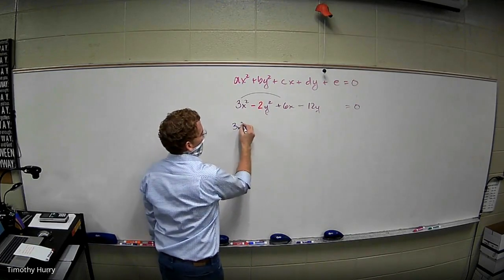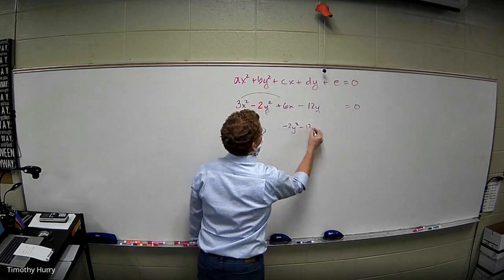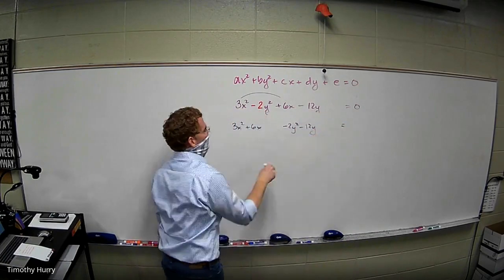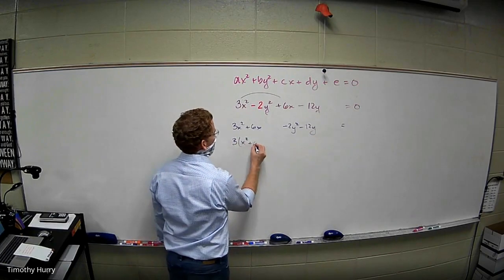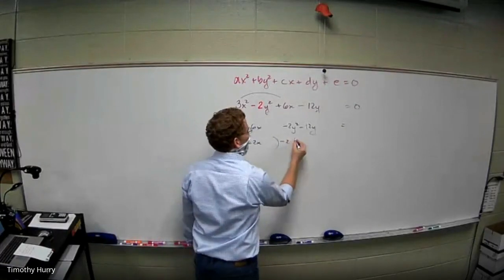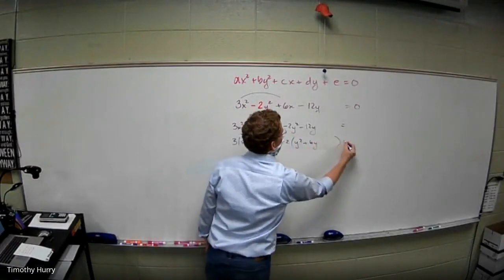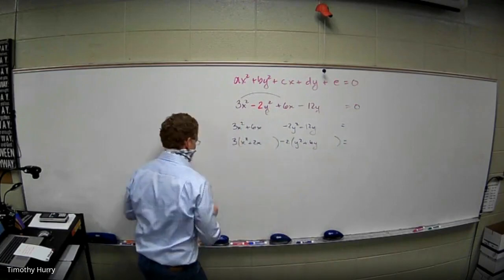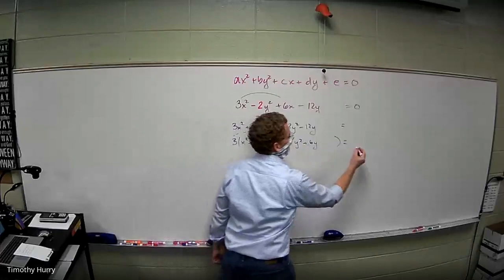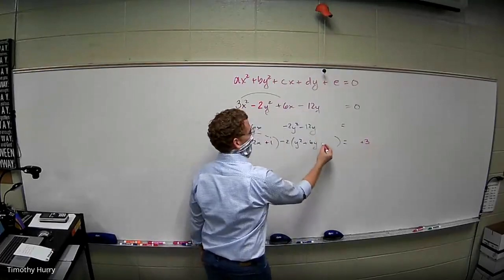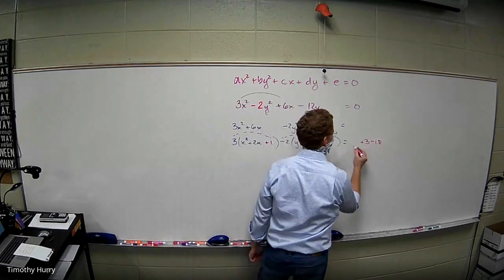I'm still gonna take the x's and put them together, take the y's and put them together, move the constant over, and factor out the 3. Factor out a -2, which changes that sign. And then when I complete the square, plus 1, which is really 3, plus 9, which is really a -18.